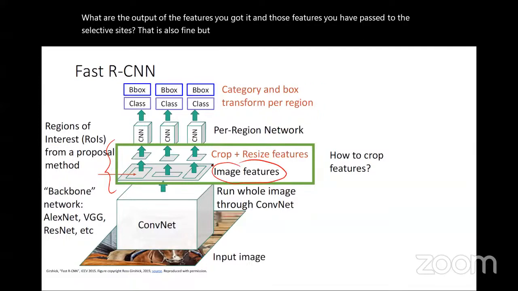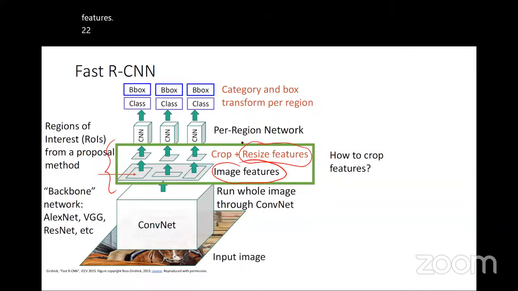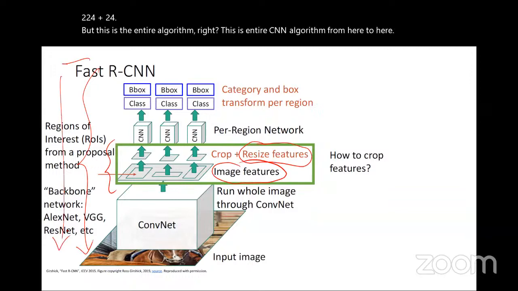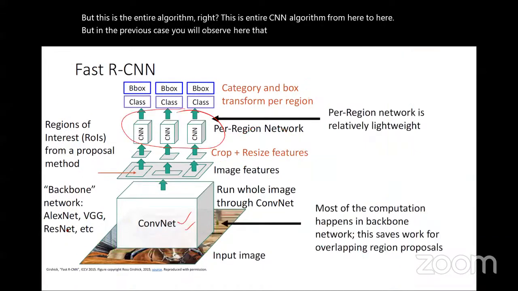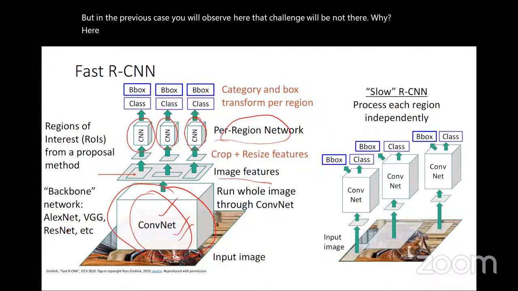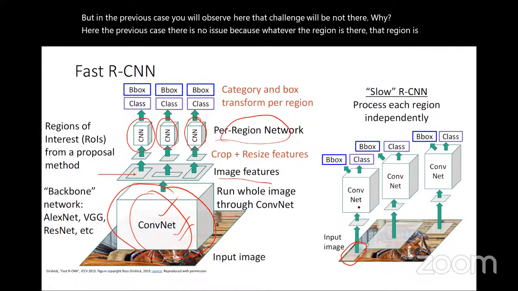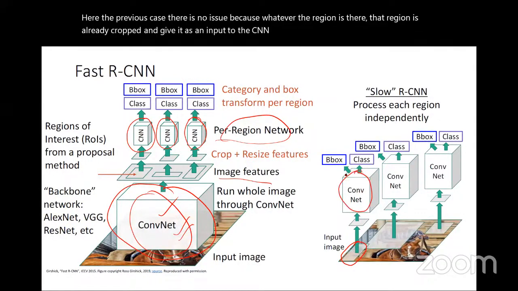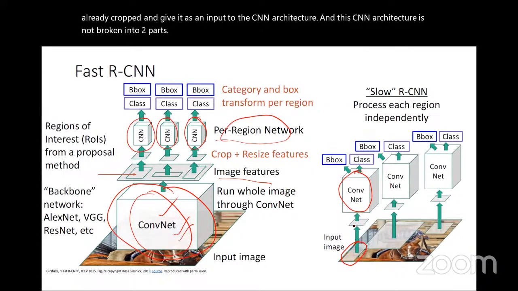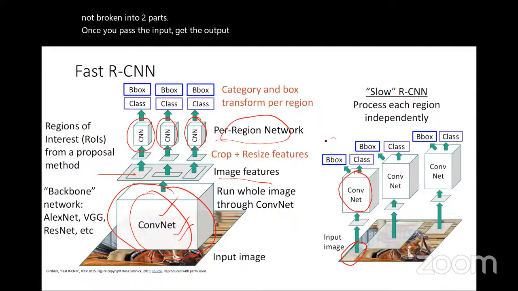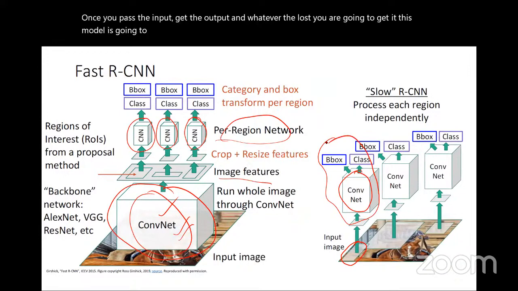But after the selective search, we are resizing the features to 224 cross 224. But this is the entire CNN algorithm from here to here. But in the previous case, the challenge will not be there. Why? In the previous case there is no issue because whatever the region is, that region is already cropped and given as input to the CNN architecture. And this CNN architecture is not broken into two parts. Once you pass the input, get the output, and get the loss, this model is going to be trained properly. There is no issue at all.